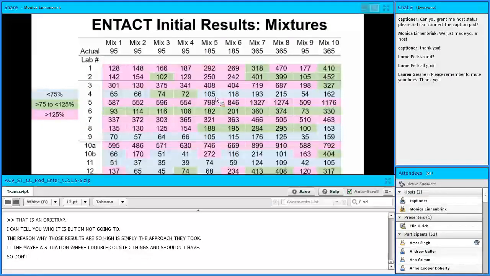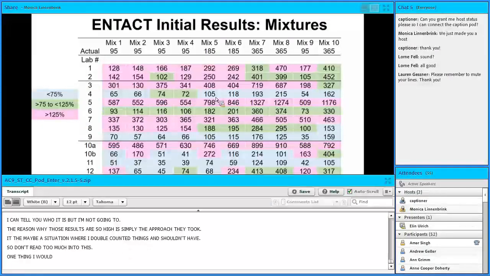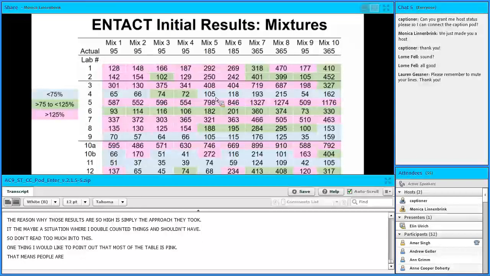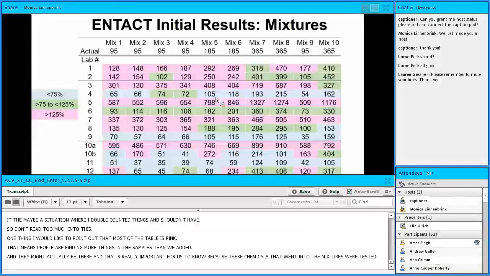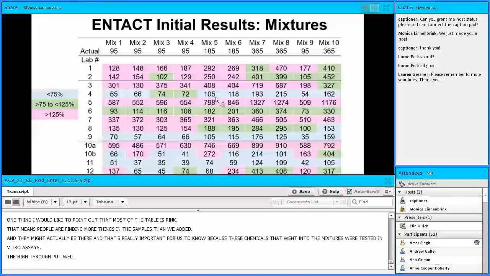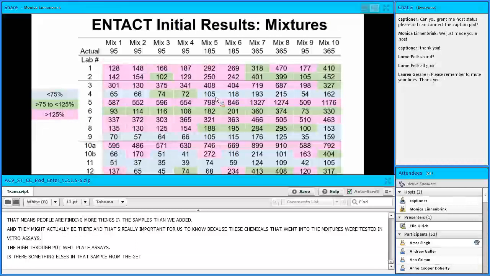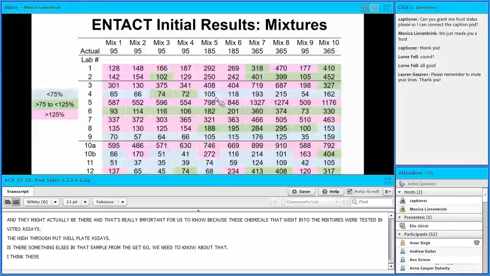But one of the things I would like to point out is that most of this table is pink. And that means that people are finding more things in these samples than we actually added. And they might actually be there, and that's really important for us to know because these chemicals that went into the mixtures were tested in in vitro assays, the high throughput, well plate assays. If there's something else in that sample from the get-go, we need to know about that. And I think that these ENTACT results will start to help us understand what other chemicals might be in these mixtures and therefore back into the original chemicals that they came from that we've tested.